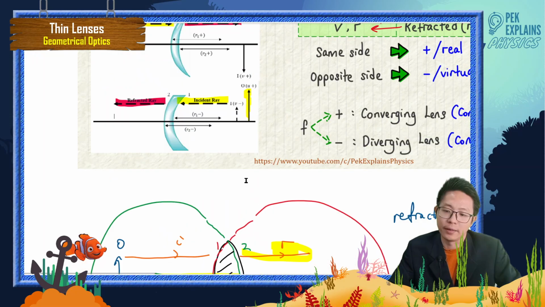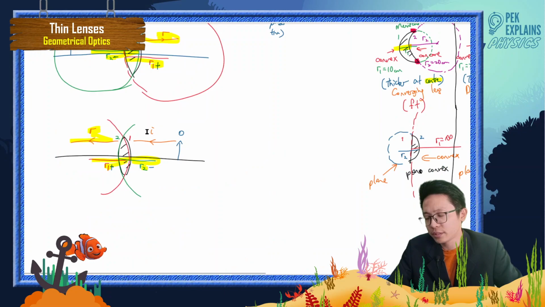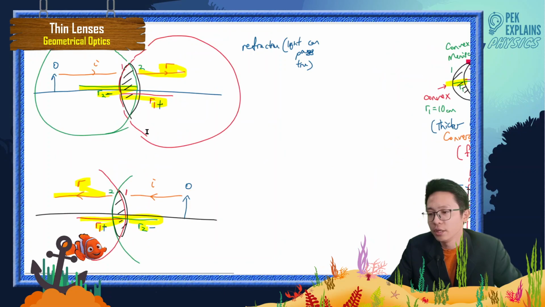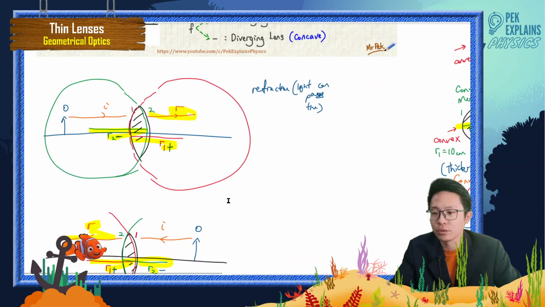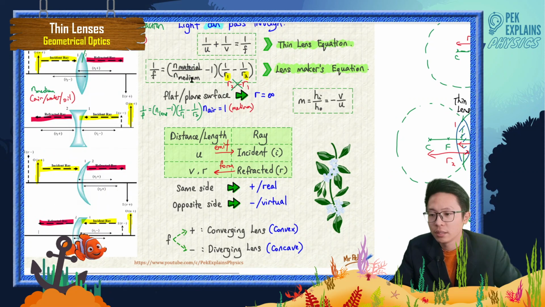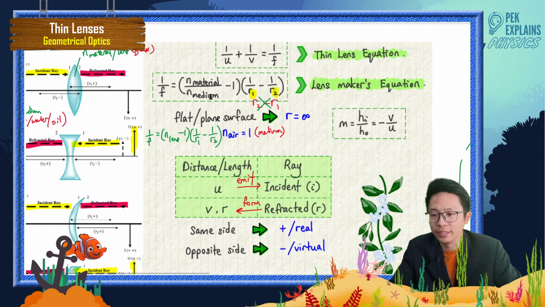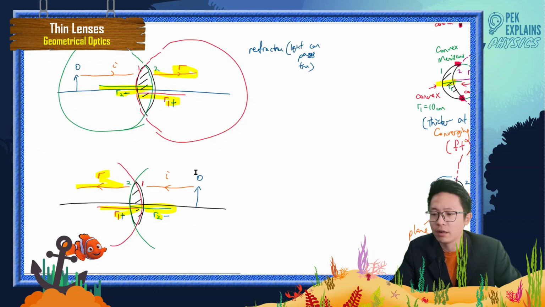Then about these two. Now, maybe some of you may ask me, should I put the object at the left-hand side or should I put the object at the right-hand side? If I want to use this lens-maker equation to determine the focal length, should I put the object at the left-hand side or right-hand side?